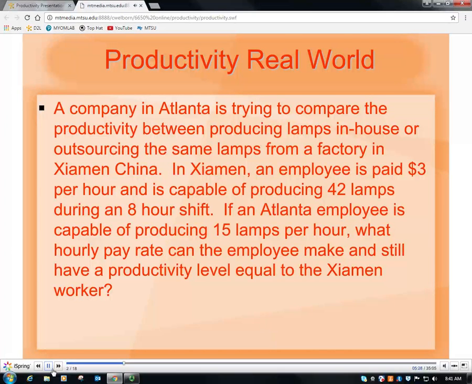Right off the bat, we see we've got some challenges here, in that the data we're given is in different units of measure. In Shaman, they tell us they can make 42 lamps during an 8-hour shift, but in Atlanta they tell us how many lamps they make per hour. So those aren't really consistent. We've got to figure out what to do with that.